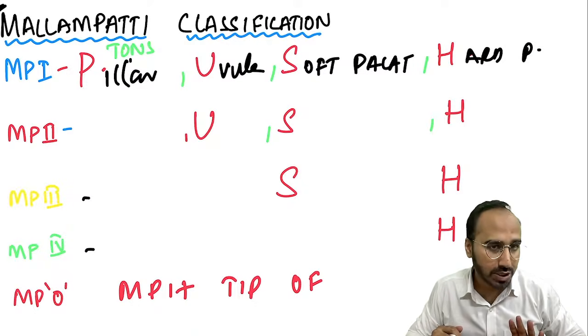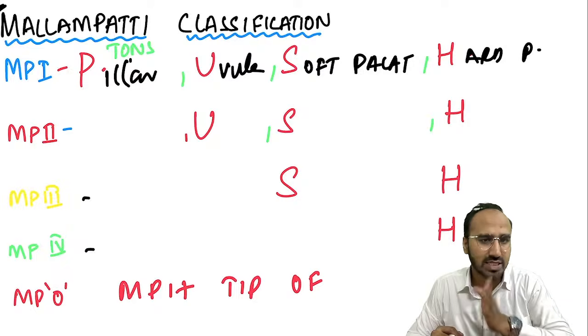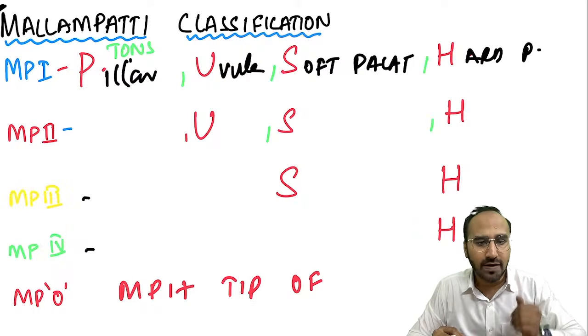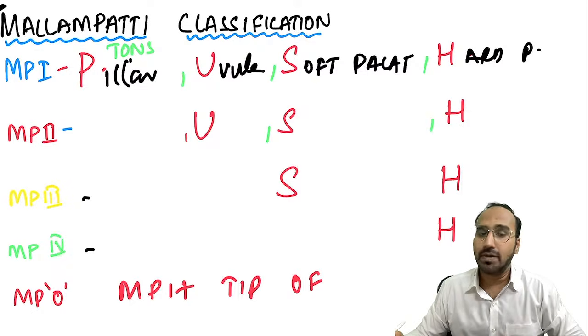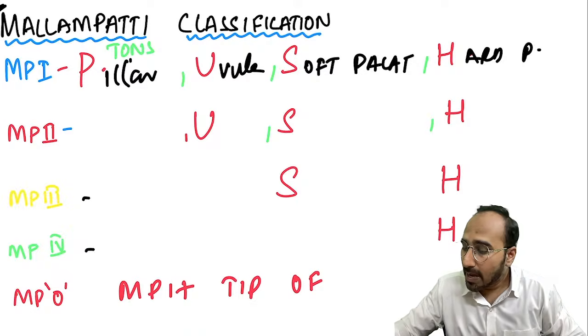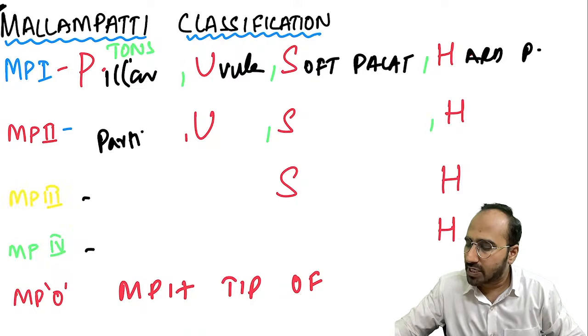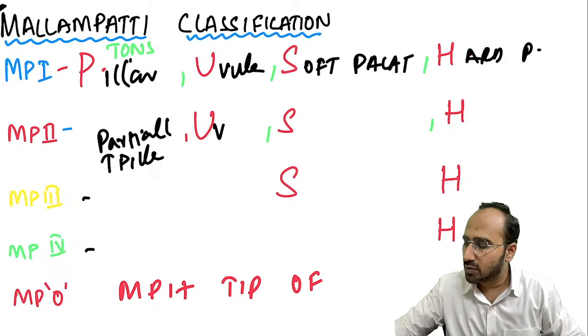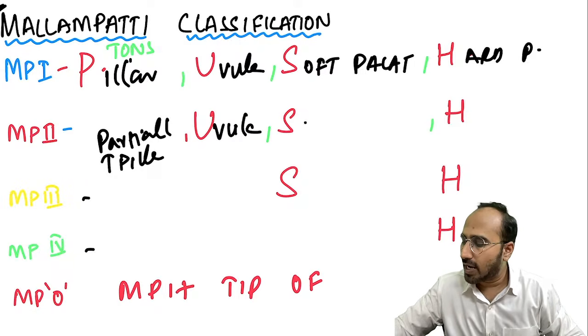MP1 is PUSH, MP2 is USH, just remove the P. MP3 is remove P and U, it is only SH. MP4 is only H. So guys, remember, MP2, second patient comes to my clinic, he opens his mouth. I am able to see partial tonsillar pillars, but mostly I'll be able to see the uvula, soft palate and hard palate.